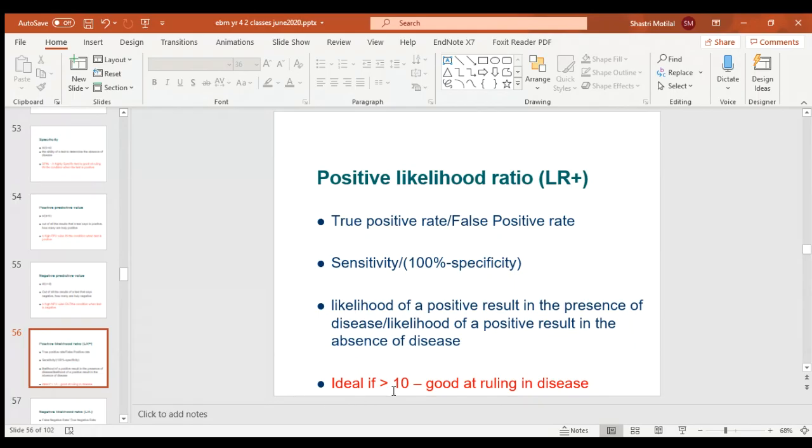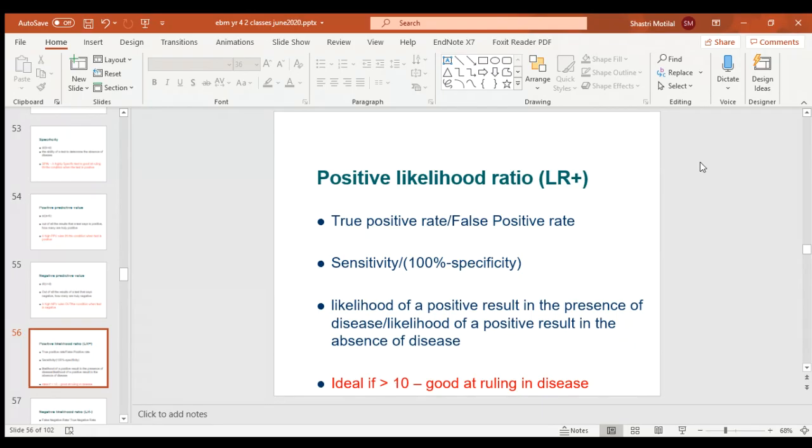Well, we said the bigger that ratio is, the better. How big is big? We want it to be more than 10. So if it's more than 10, we then say that a test has a good probability of ruling in the disease when the test comes back positive. So if we got a positive likelihood ratio of 15 or 20 or 100, we would say, well, hey, that test is really good at ruling in the condition. If we got a positive likelihood ratio of 1 or 3 or 0.1, we would say that test isn't really so good at ruling in the condition because the positive likelihood ratio isn't more than 10.